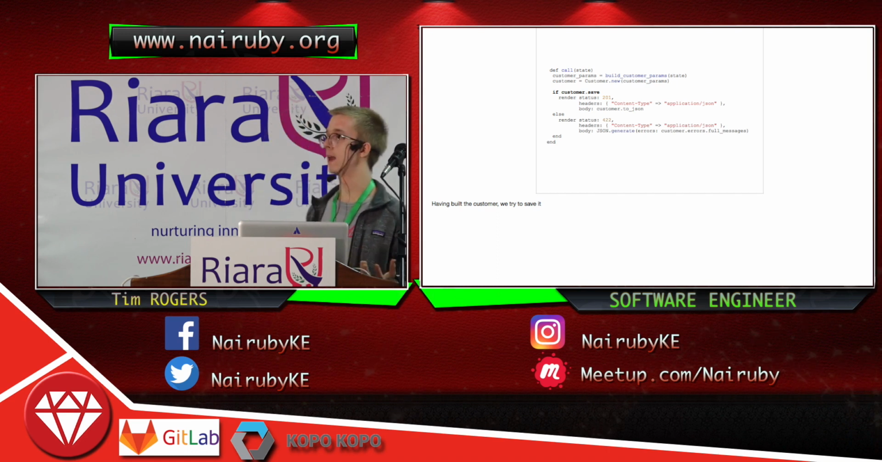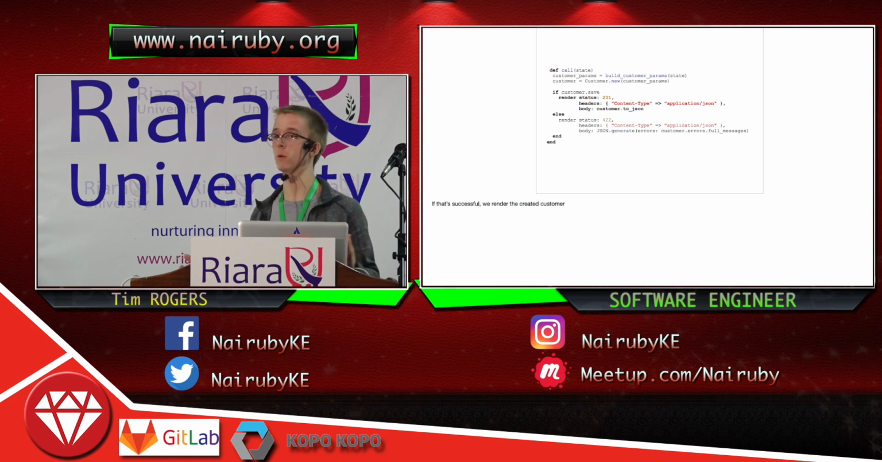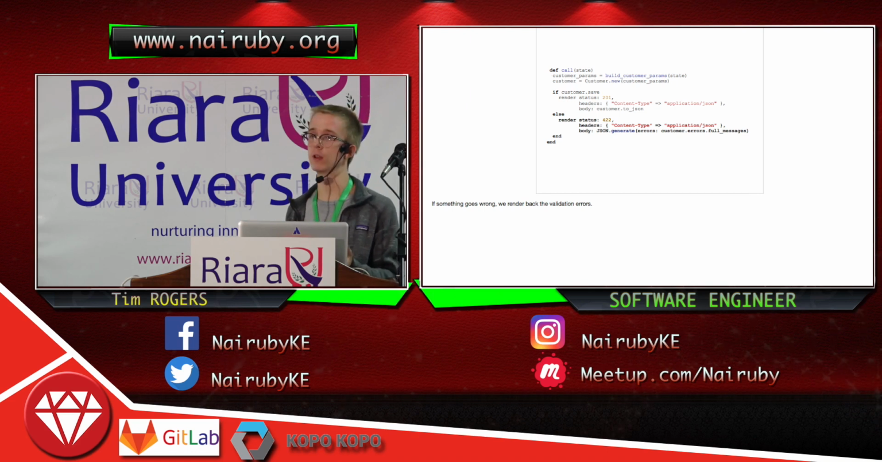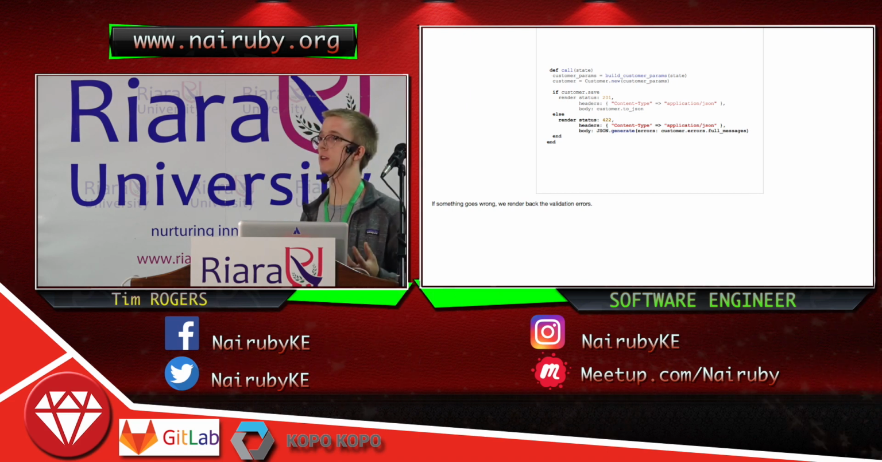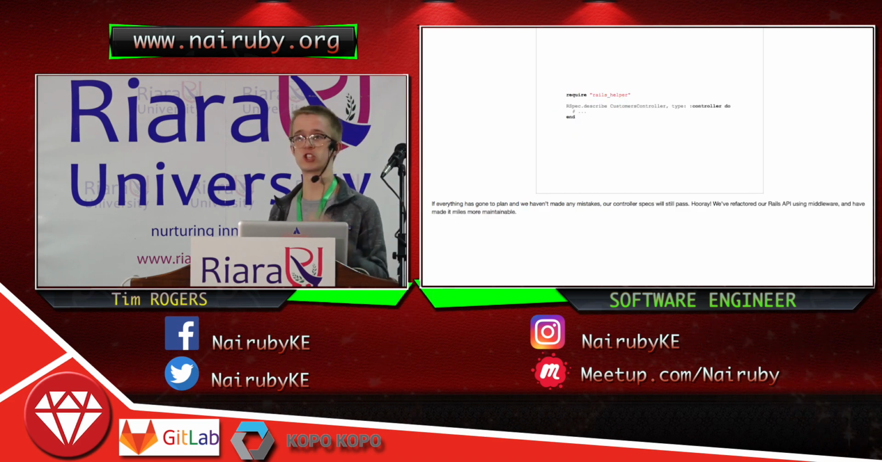If everything has gone to plan and we haven't made any mistakes, our controller specs will still pass. So now we've refactored our API using middleware, and I think we've made it significantly more maintainable with this single responsibility principle-based pattern. This is quite a big paradigm shift and a mental change from working with Rails and controllers, so it might take some time to get your head around, but I'd recommend having a play with it, because using this can also just change the way that you think about things and think about your application.